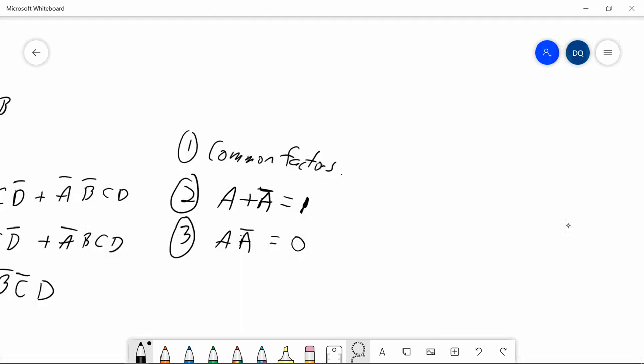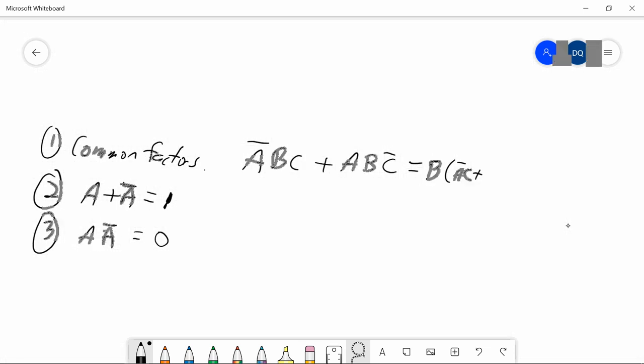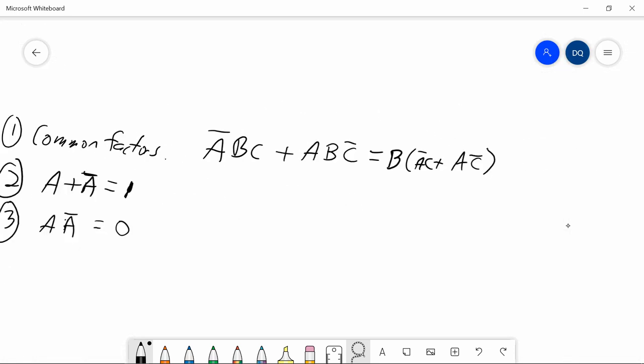What do I mean by common factors? If you have, for example, not A and B and C, or A and B and not C, notice that B is a common factor in each of those. So that's equal to B and not A and C, or A and not C. If you further study this, you'll learn to identify that as an exclusive OR gate. However, don't worry about that just yet. What that's saying is if you have not A and C, or you have A and not C, so one or the other but not both, that's an exclusive OR.